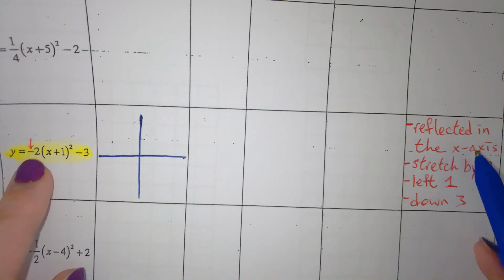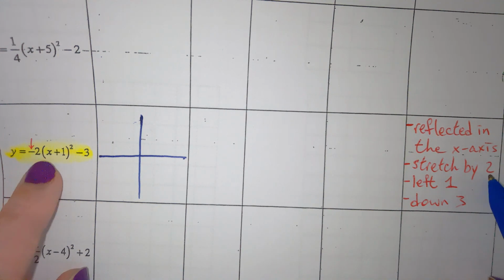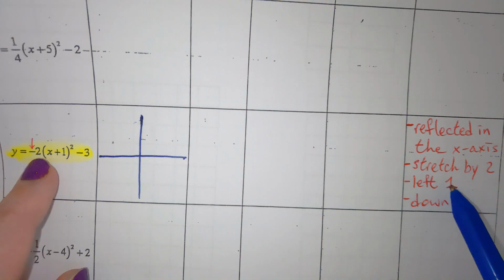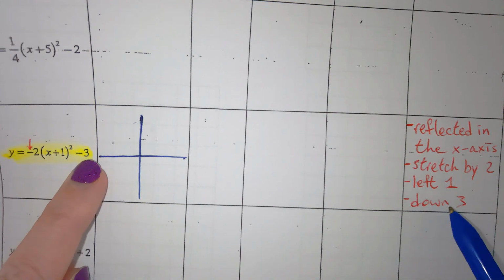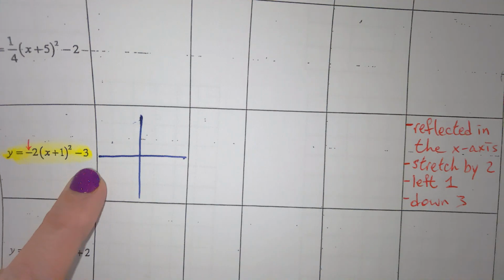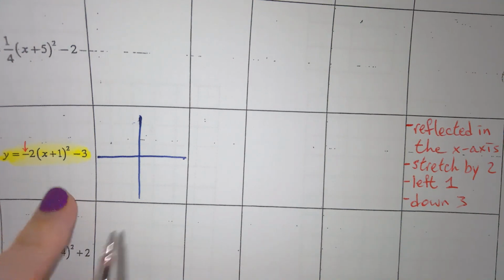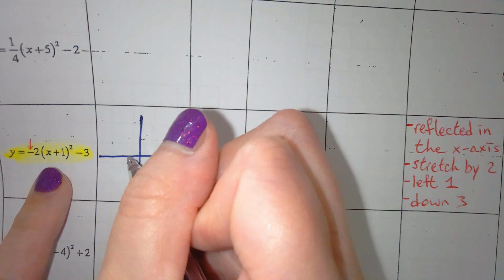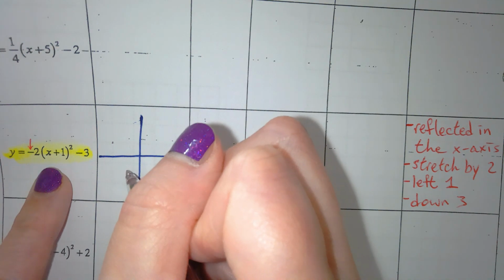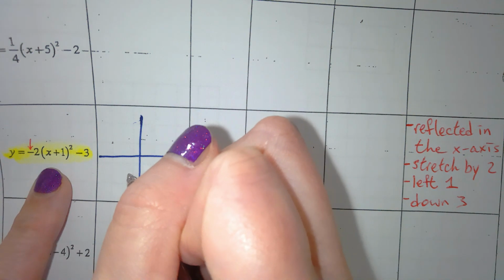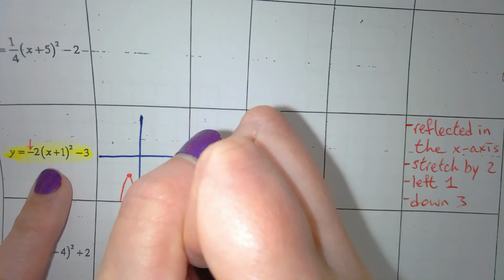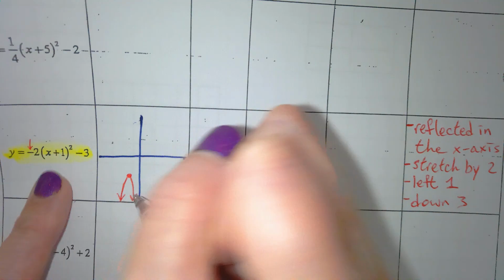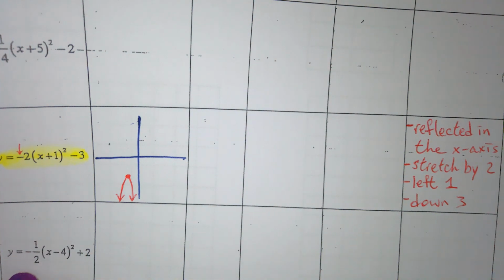So reflected in the x is that negative. The stretch by 2 is the 2 in the front. The 1 inside the bracket means left 1. And the -3 at the end means down 3. So if I were to graph it now, okay, skinny and down. Nice. Does yours look like that?